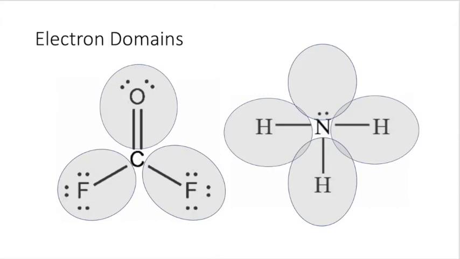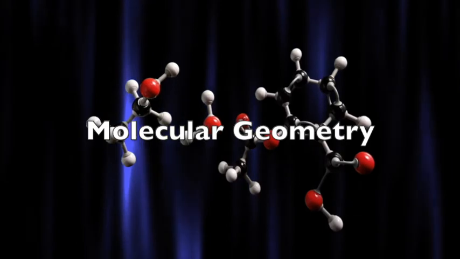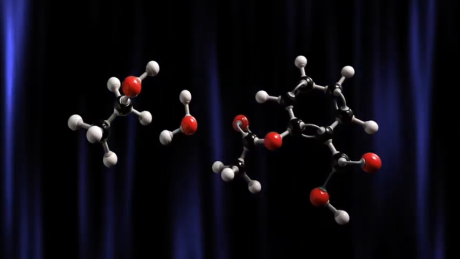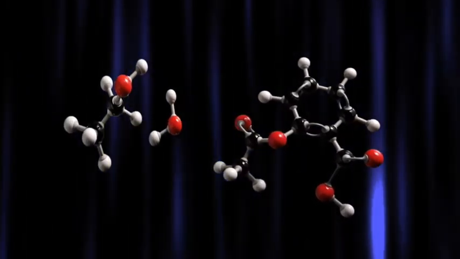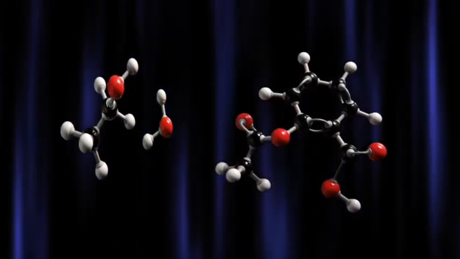In the last video, we talked about electron domains and what they are. We also talked about how to determine the number of electron domains that a central atom has. When we're talking about the shape of molecules, there are two types of geometry we tend to talk about. The first is molecular geometry. This is what we usually think of when we think about the shapes of molecules, the various angles between the different bonds in the molecule, or how a molecule is bent.